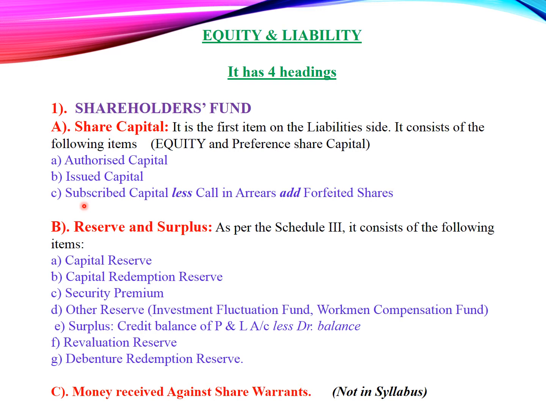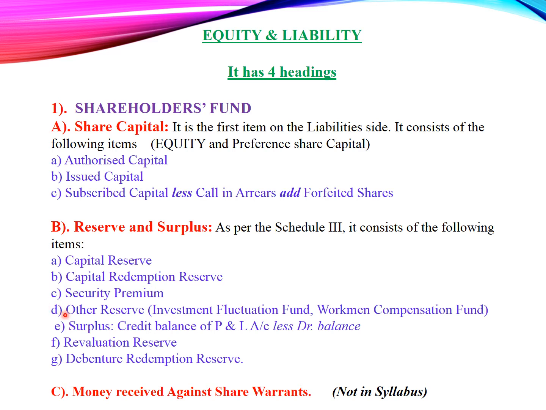Second subheading of shareholders fund is reserves and surplus. So as per Schedule 3, there are few types of reserves. Its classification is capital reserve, capital redemption reserve, securities premium. There are other reserves like investment fluctuation fund, workmen compensation fund. They are put under the category of other reserves and are placed under reserves and surplus.